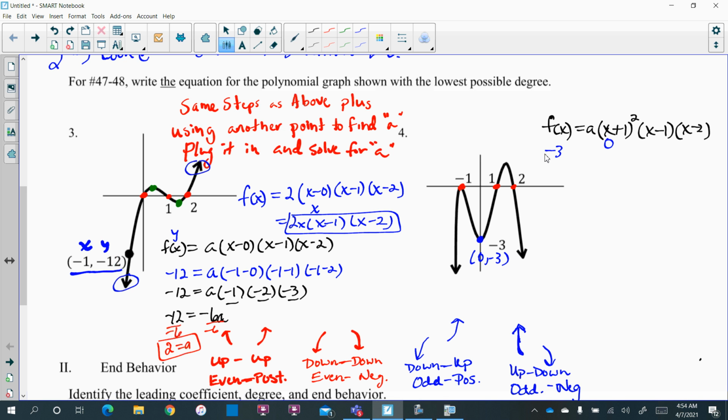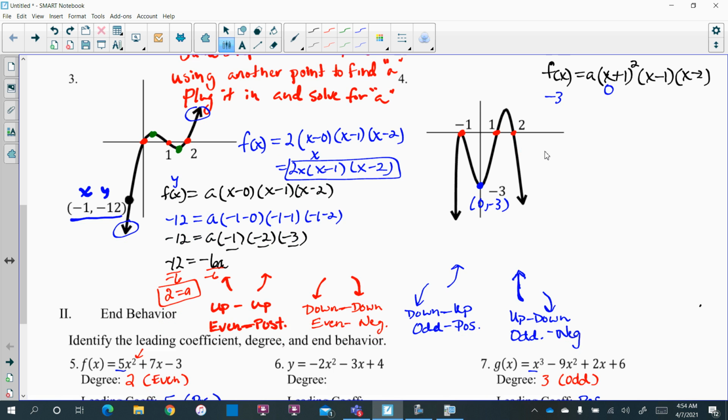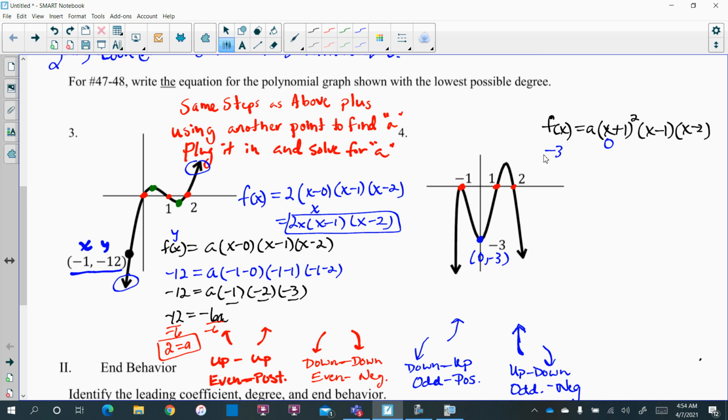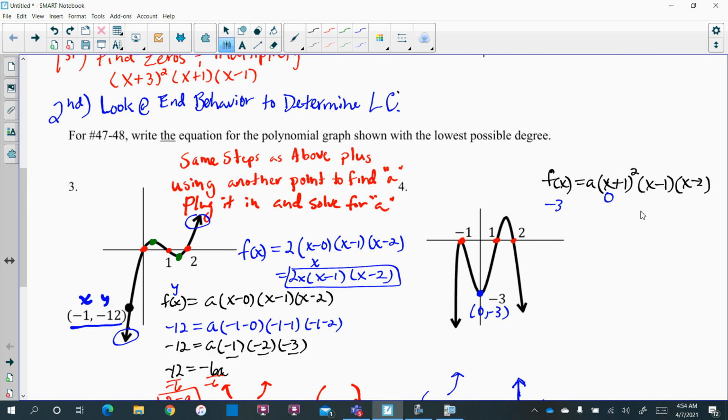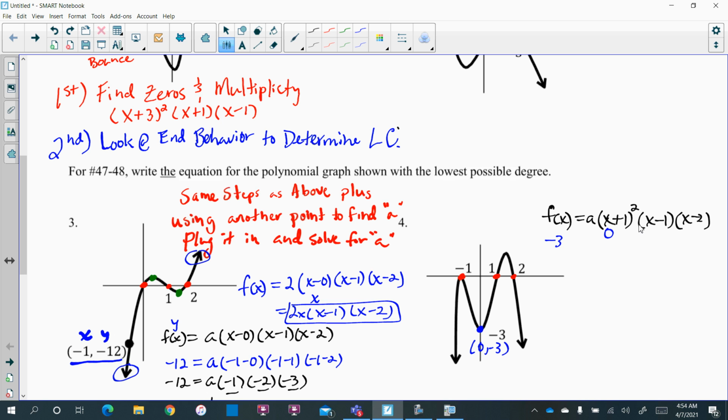Don't forget to follow PEMDAS when you're solving for your a. But it's going to be an easy one because 1 squared is just 1. All right, so that takes care of that section. Just hit the fast forward button, the right arrow, and that will go to the next section.